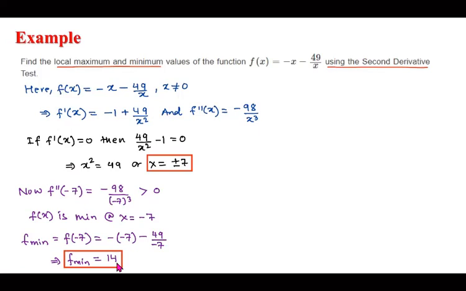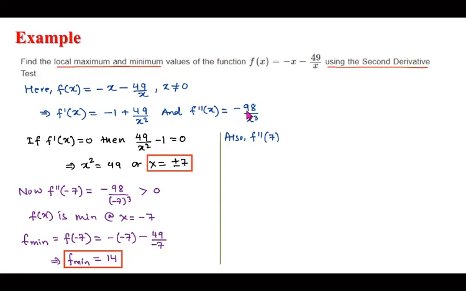We also have the other critical point, x equal to positive 7. So let's plug in positive 7 and see. Also, the second derivative at positive 7.